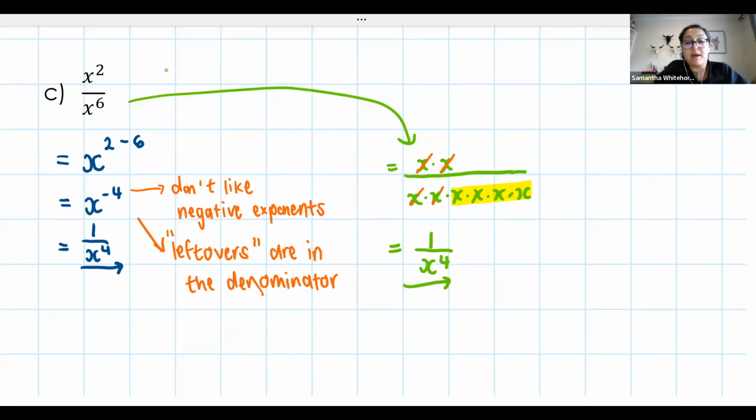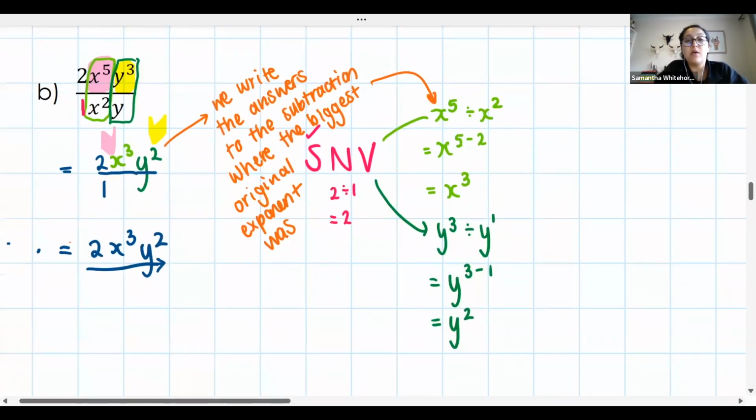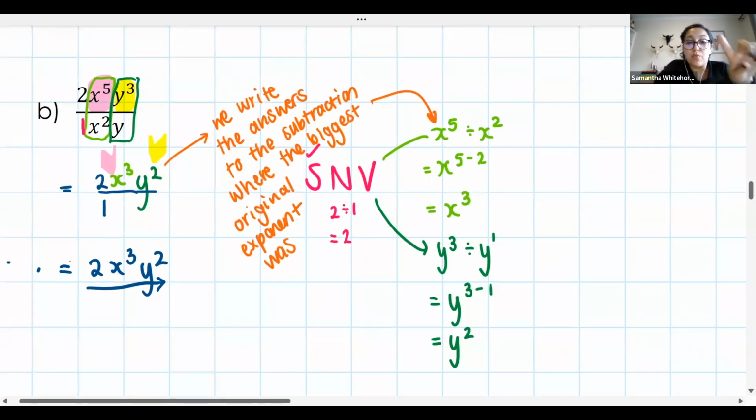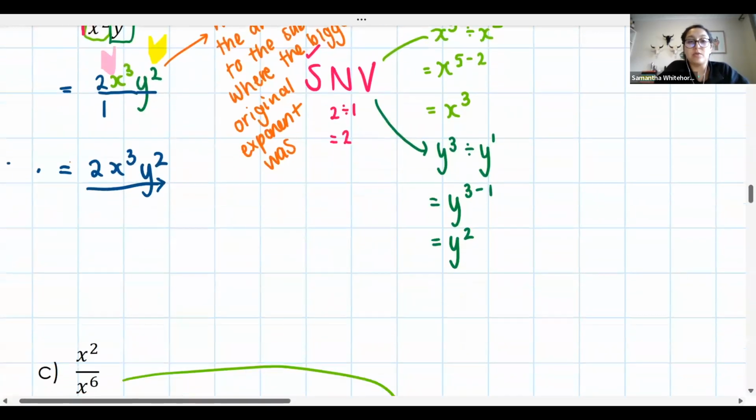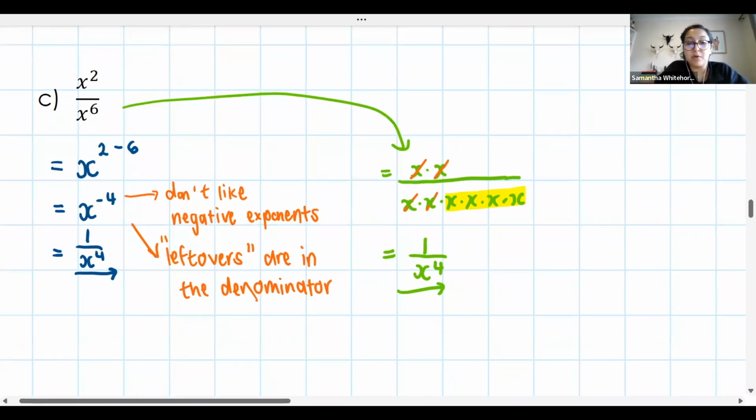But this also goes back to what I said, and I'm going to come back to this now. Here in question B, we write the answer to the subtraction where the biggest original exponent was. My biggest original exponent was in the denominator, so my leftovers have to go into the denominator. I had more x's at the bottom, so that's where the leftovers should be. So always think about where you have more of your base, because that is where the leftovers are going to sit.